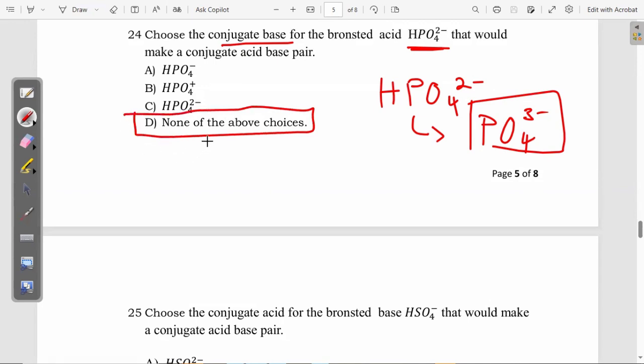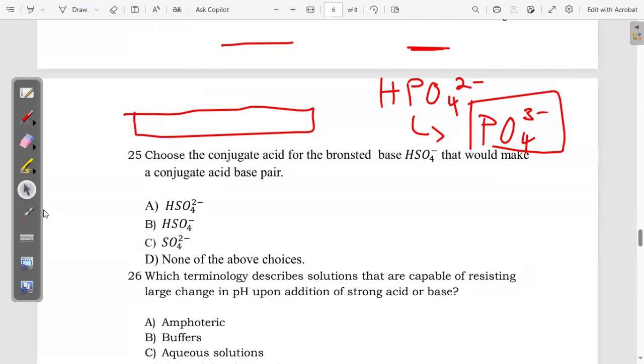Okay, so remember, the conjugate base is obtained from the acid by removing one hydrogen. The opposite is also true. The conjugate acid for the Bronsted base is obtained by adding one hydrogen to that base. So that is the next question there.